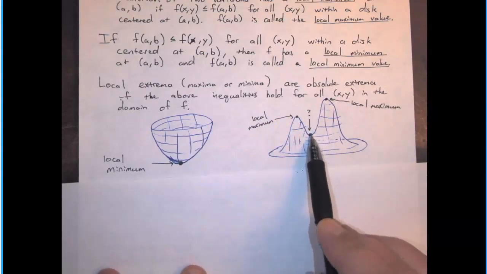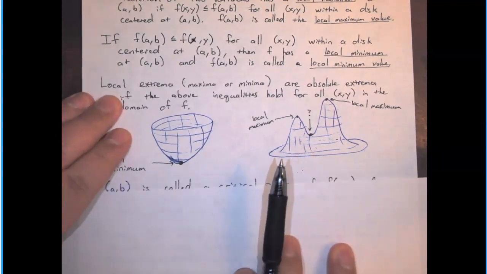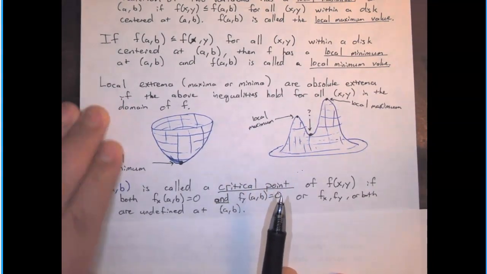Here I have some other point where I can draw a horizontal tangent plane, but it's neither a maximum nor a minimum. So what's happening here? We'll talk about that in just a minute. But first, let's define what a critical point is.